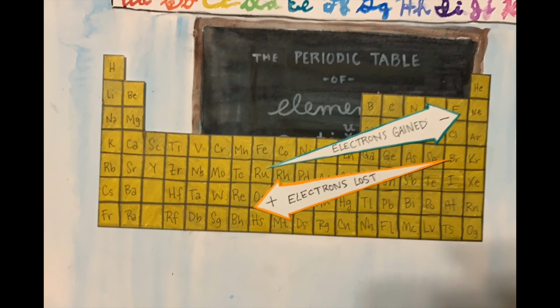The closer you get to the upper right-hand corner of the periodic table of elements, the more likely something is to form a negative ion. The farther left on the periodic table you go, the more likely something is to form a positive ion. And there we have it.